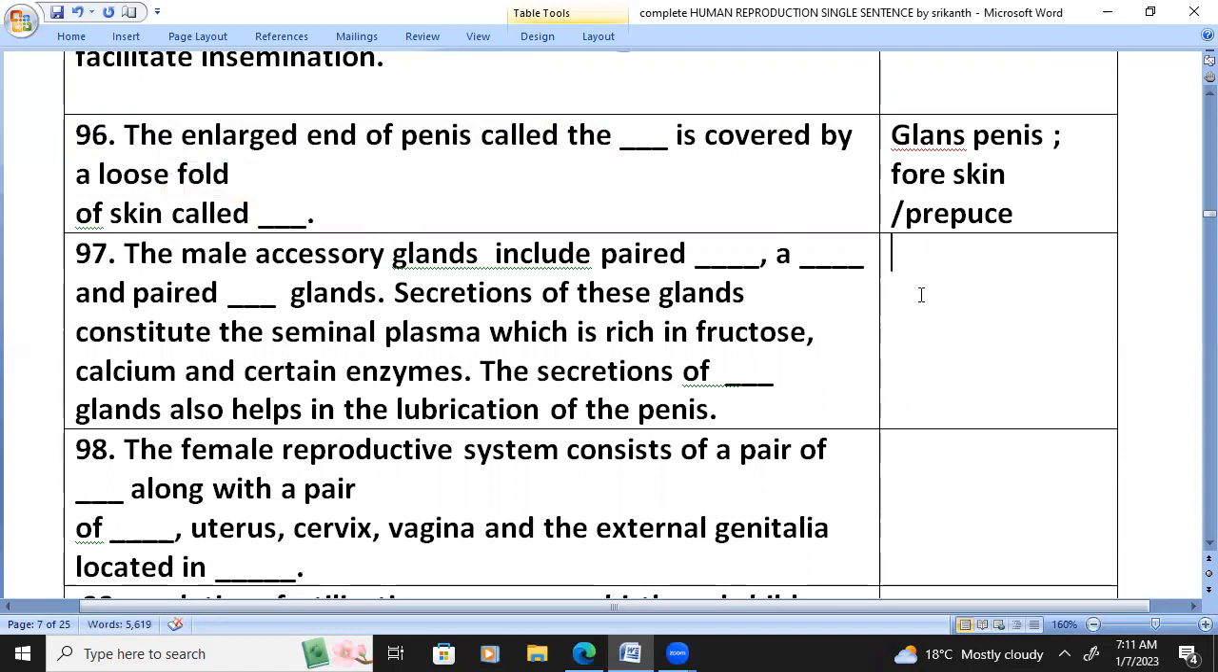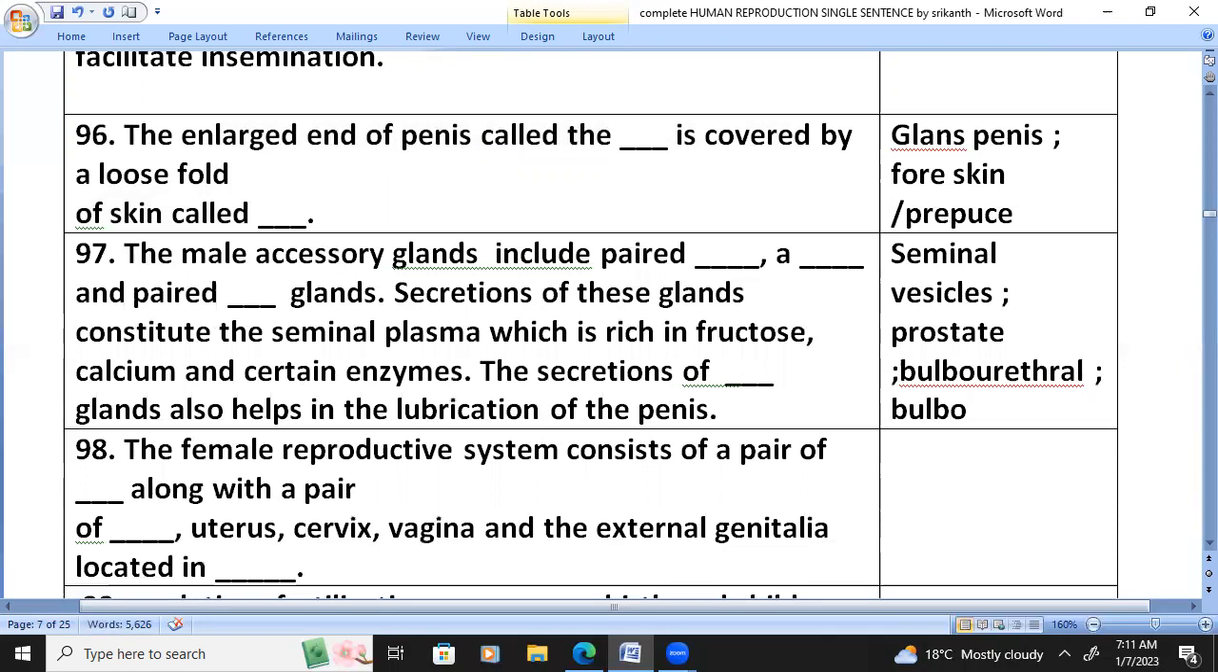The male accessory glands include paired seminal vesicles, a prostate gland, and paired bulbourethral glands. The secretions of the bulbourethral glands also help in the lubrication of the penis.